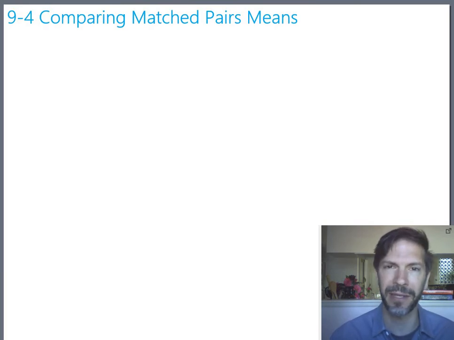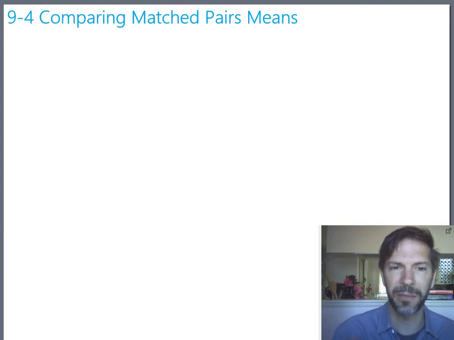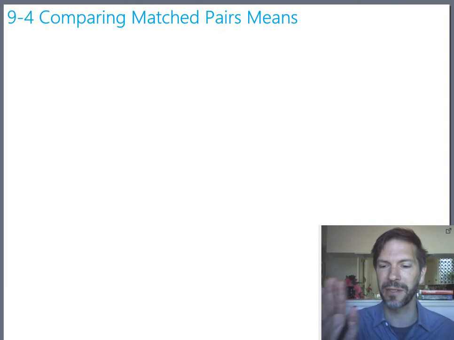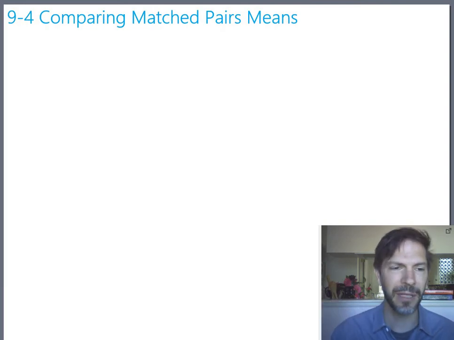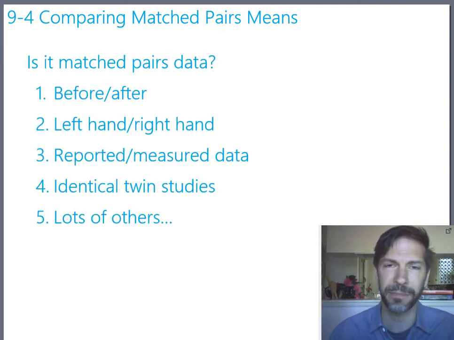And more than the test, if you ever do this in real life, of course, it'll be up to you to decide. It is up to you to figure that out, just by asking: is there some way that the data points in this set match the data points in that set? But I wanted to give you a few examples.